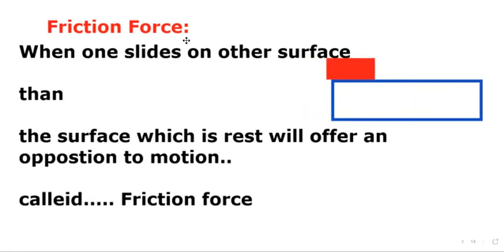So when one surface is sliding on another surface, suppose the red one is going to slide on the blue surface, then you can see we have one surface in a state of motion, and the other in a stationary state, or rest state. So the one which is at rest will offer some opposition against the direction of motion. Suppose the red one is going in this direction, then what will happen?